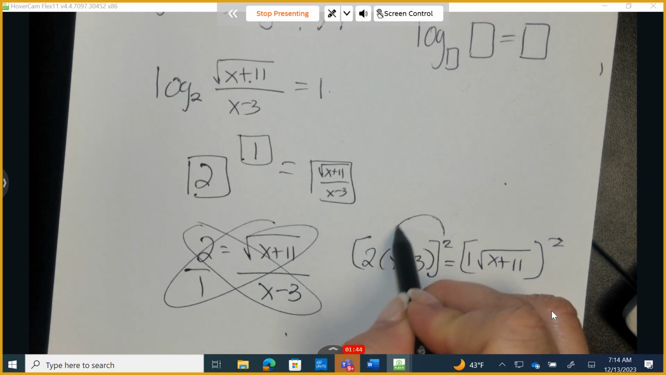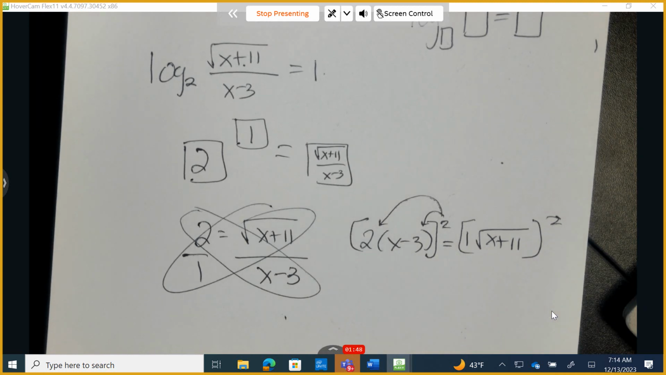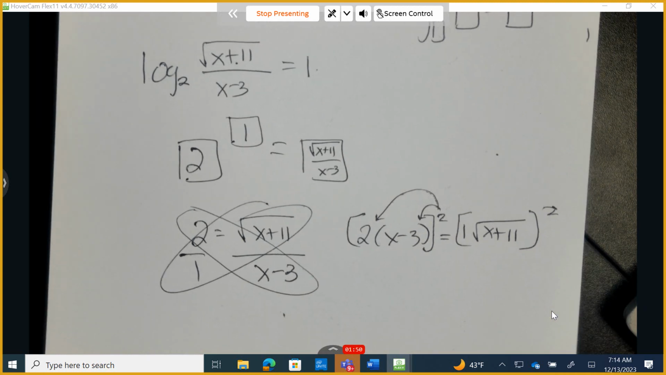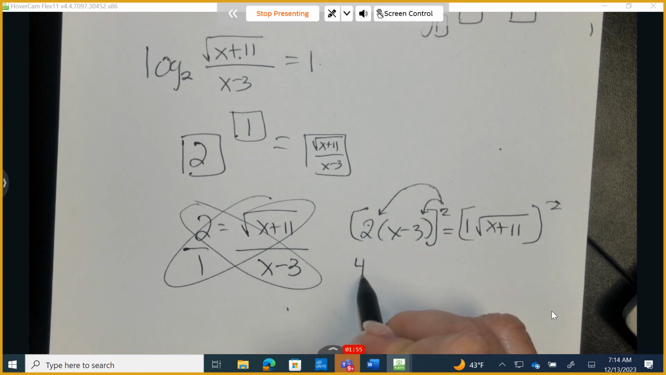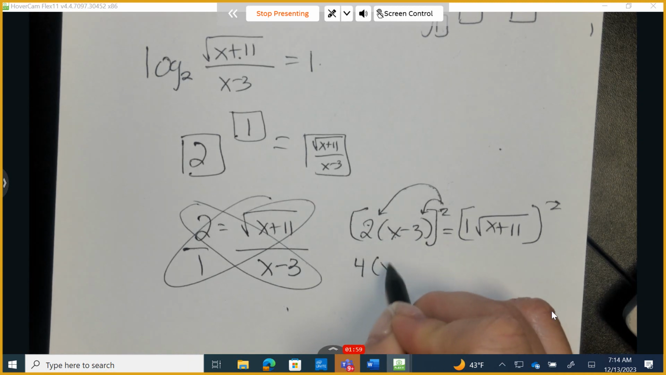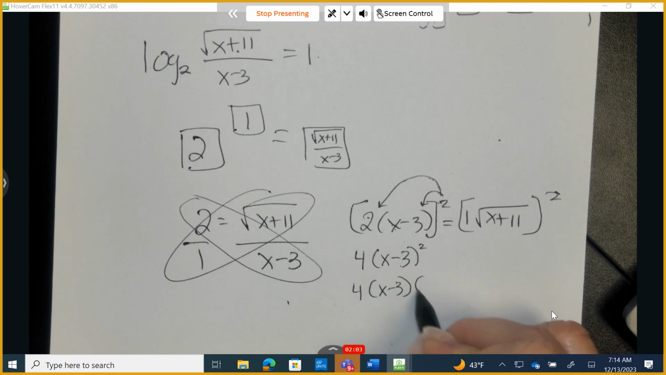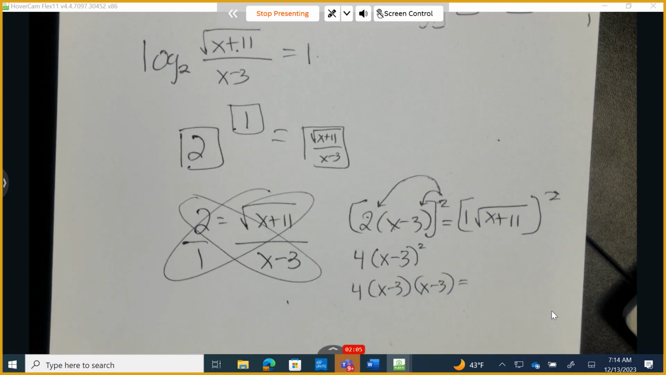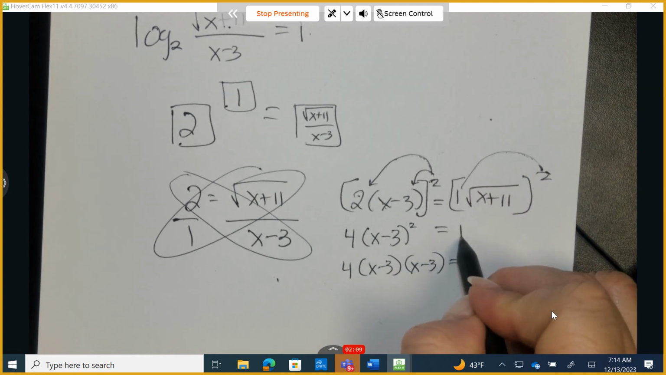Now, when I square both sides, you are writing this down in your packet underneath number 5. We've already done number 1 and number 2 as a class. When you are writing this down underneath, I'm going to square the 2. 2 squared is 4. I'm going to square the quantity x minus 3. When I square it, it means we're going to write it twice. So x minus 3 times x minus 3. I'll come back to the left-hand side a little bit later. When I square 1, I'm still left with 1.